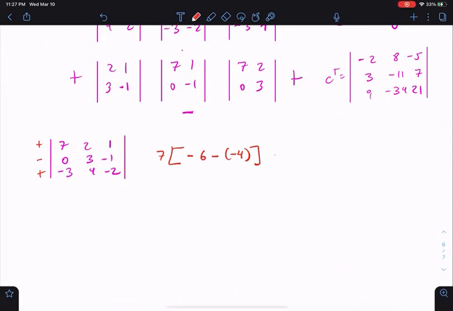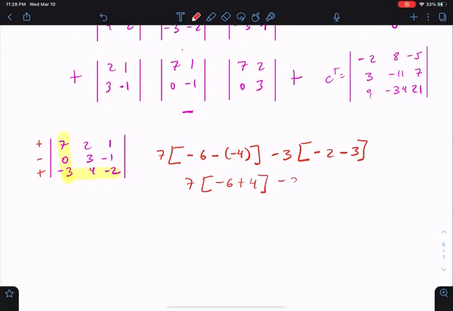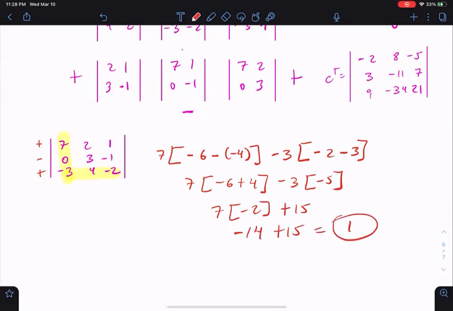So this is gonna be -3 times, right? So I'm doing now this. So this is 2 times -1 is -2 minus 3, right? So this is what we have. So 7, -6 plus 4 minus 3 times -5. So this is 7, -2 minus, well, this one is going to be +15 now, right? And this is going to be -14. So what's the determinant? The determinant is 1, right? The determinant of this is 1.